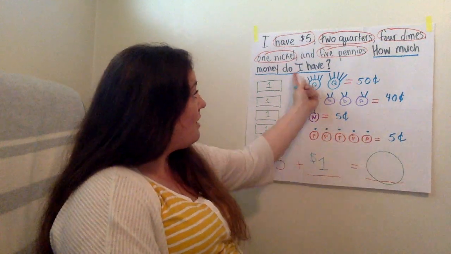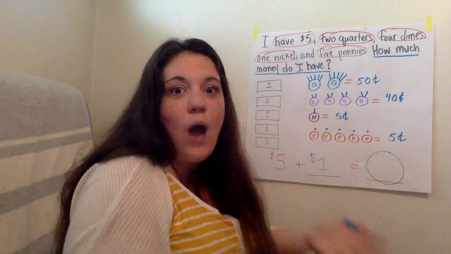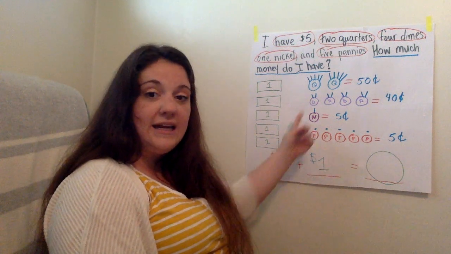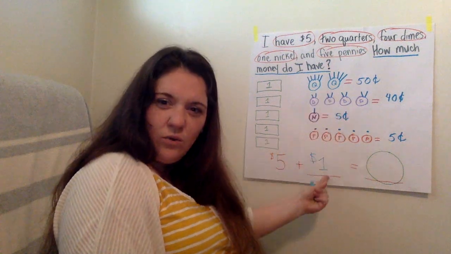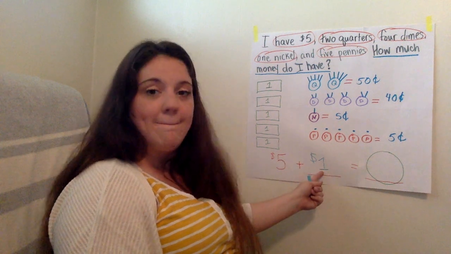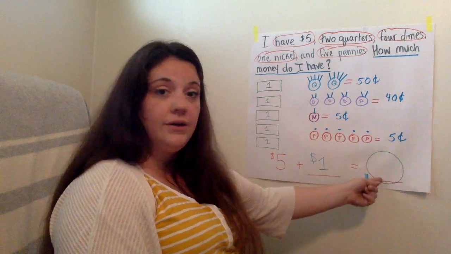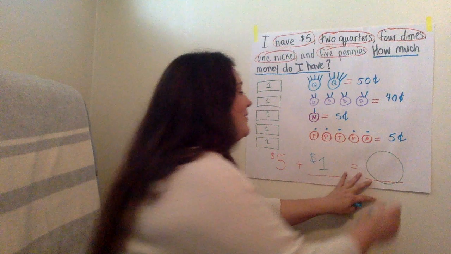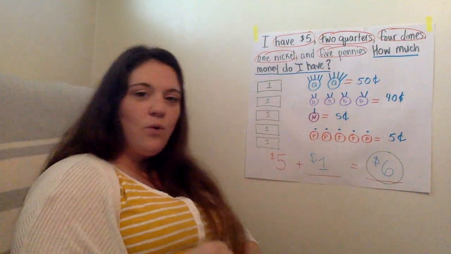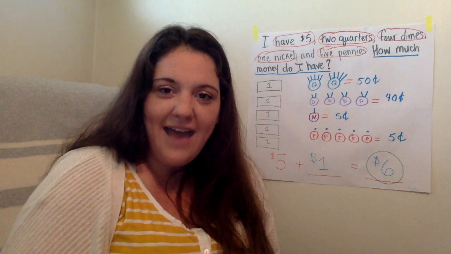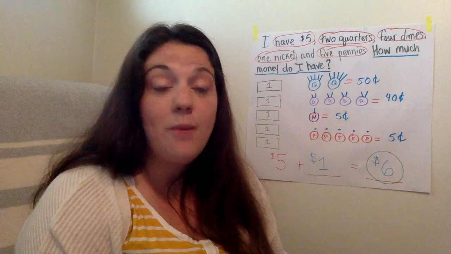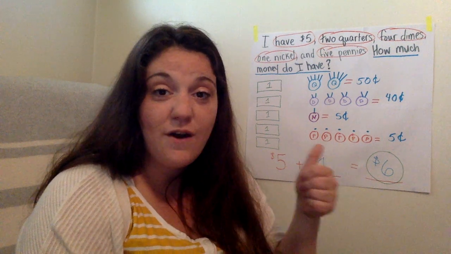So now let's look at answering our question. How much money do I have? I had $5 and then I had all these coins, which actually equaled $1. So now I have $5 plus 1 more dollar is $6. So if I come back up to my question, how much money do I have? I have $6.